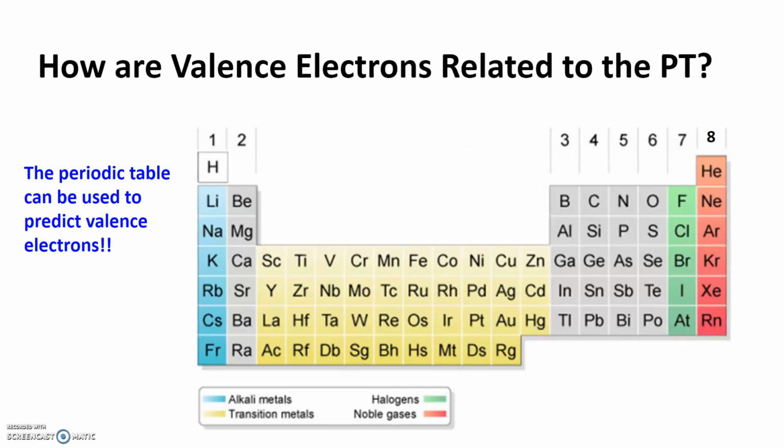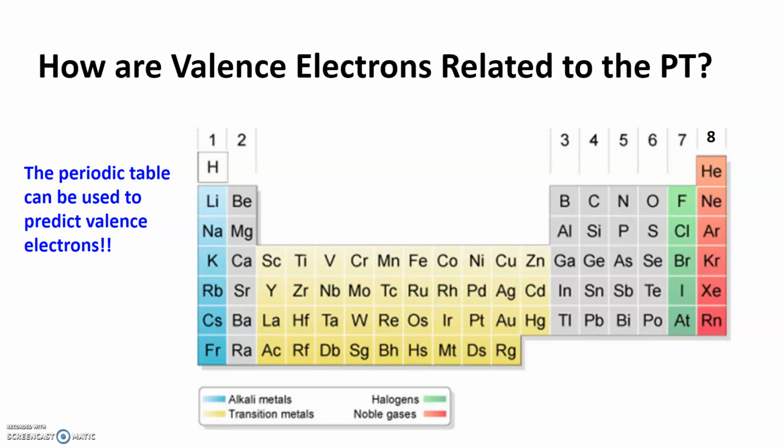Valence electrons are related to the periodic table because of some of those patterns that we talked about earlier. So you can use the periodic table to predict valence electrons. The first column, the alkali metals, shown here in blue, they all have 1 valence electron. The second column, which are called the alkaline earth metals, beryllium, magnesium, calcium, those all have 2 valence electrons.